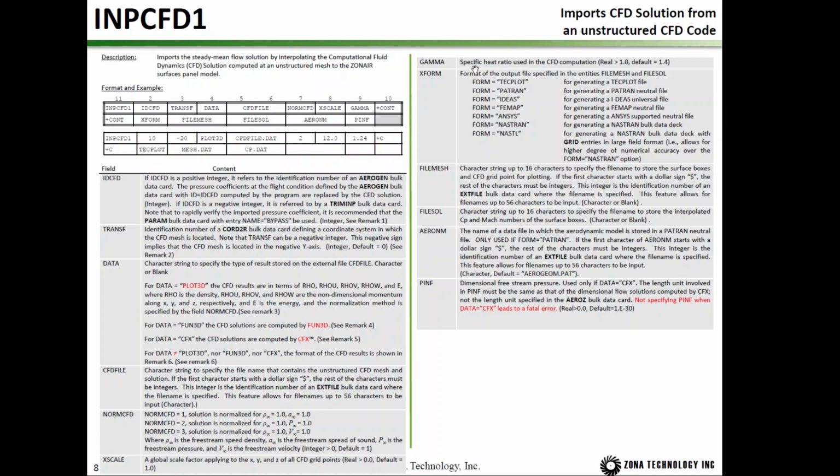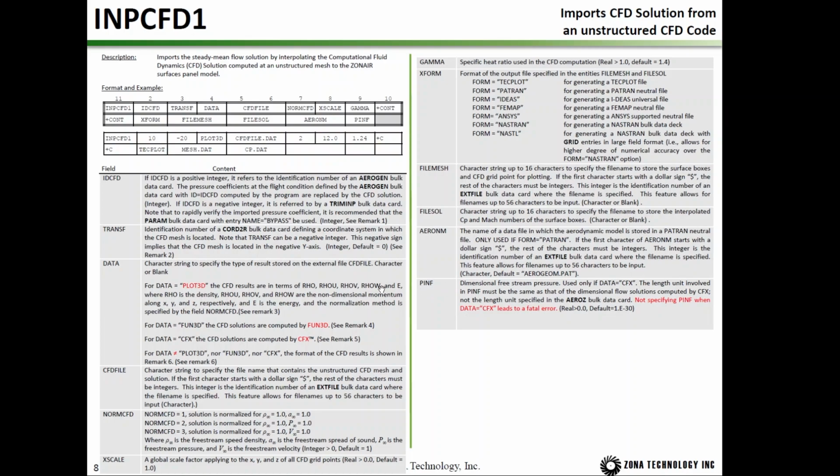Gamma is the specific heat ratio, and this file mesh is a file name to store the ZONAIR panel model and the CFD surface mesh in what kind of format, and then you can plot the ZONAIR panel model and the CFD surface mesh. Make sure they overlap on top of each other. The file SOL is another file name to store the interpolated CP and the Mach number.